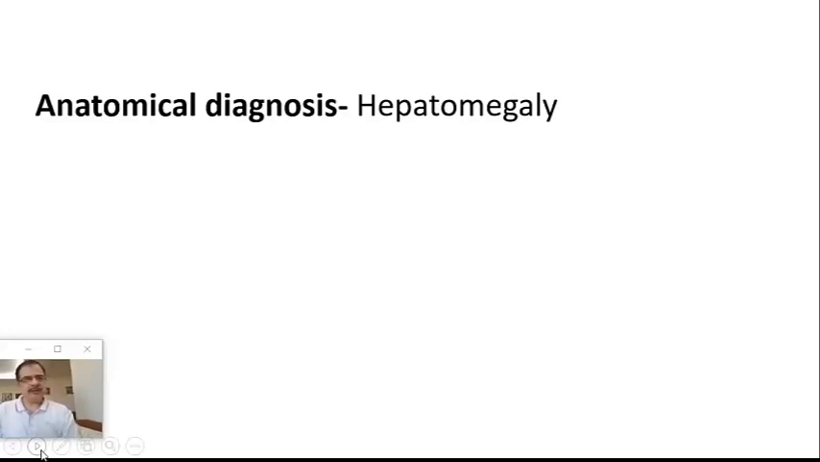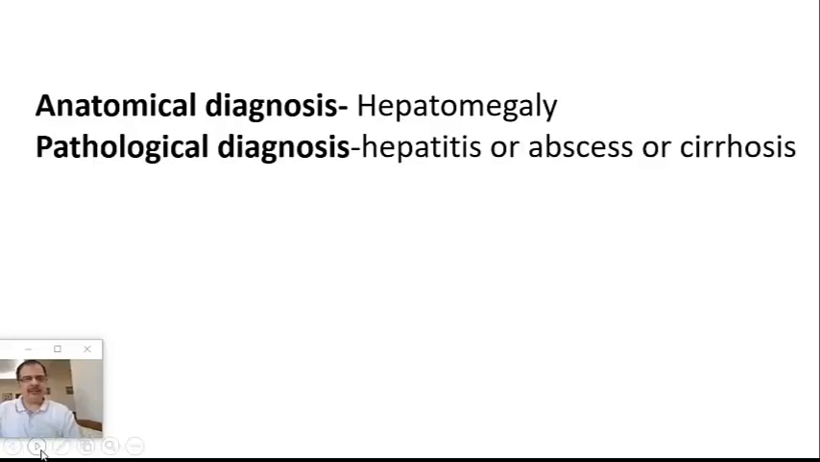The number one diagnosis will be an anatomical diagnosis. Anatomical diagnosis means which part of the body is affected and how it is affected. So here the anatomical diagnosis is hepatomegaly. Now the pathological diagnosis. This hepatomegaly is due to which pathological condition, whether it is a hepatitis like a viral hepatitis, whether it is due to any abscess, or whether it is due to cirrhosis, especially the hemochromatosis cirrhosis.